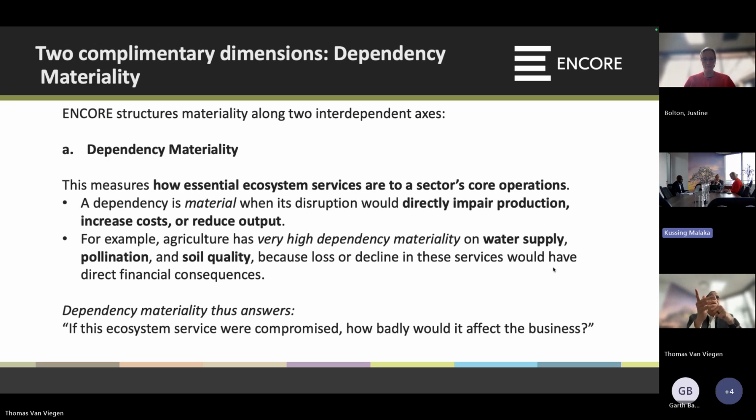It's the dependency materiality. So, how essential is the ecosystem service to a sector's core operations? And if that dependency were disrupted, what would that financial exposure look like? Would it impair production, increase costs, or reduce outputs, etc.? And we use a simple example with agriculture, and I've got some agricultural examples through when we look at Encore with regards to water supply.